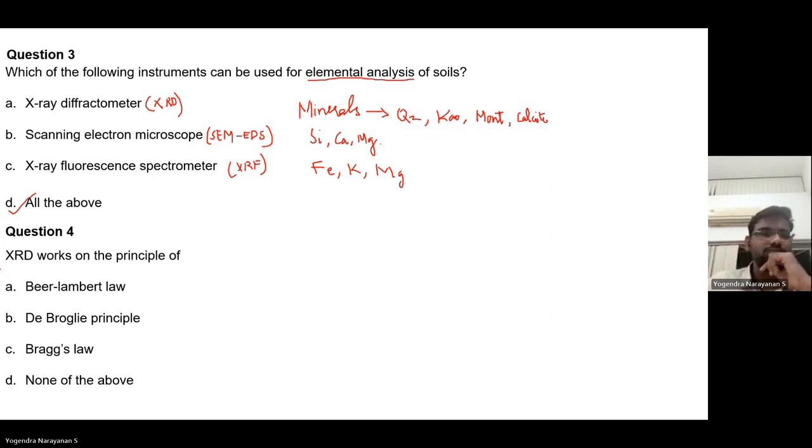Now, coming to the next question: XRD, that is X-ray diffractometer, works on the principle of Beer-Lambert's law, de Broglie's principle, Bragg's law, or none of the above. Let me repeat the question. XRD works on the principle of Beer-Lambert's law, de Broglie's principle, Bragg's law, and none of the above.